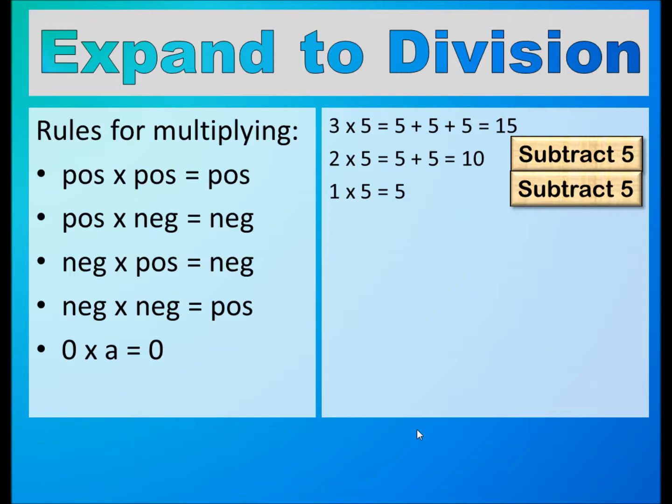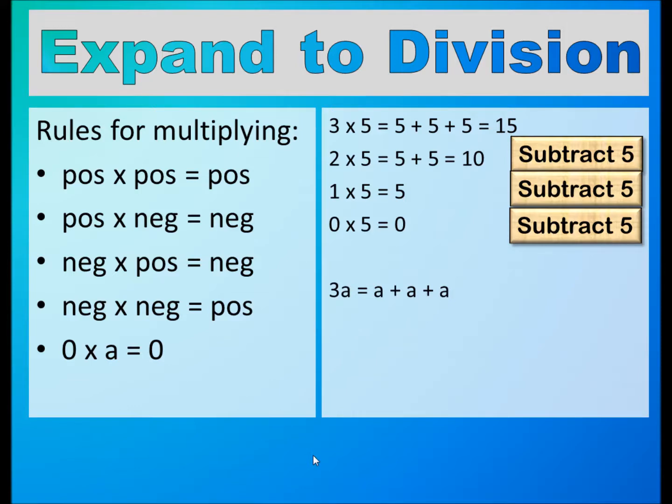So to find 0 times 5, you subtract 5 from 5. And 5 minus 5 is 0. So when we subtract 5, we find that 0 times 5 is equal to 0. You can use this technique to show that 0 times any number, not just 5, is equal to 0.